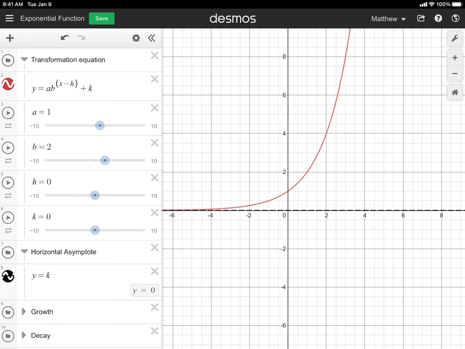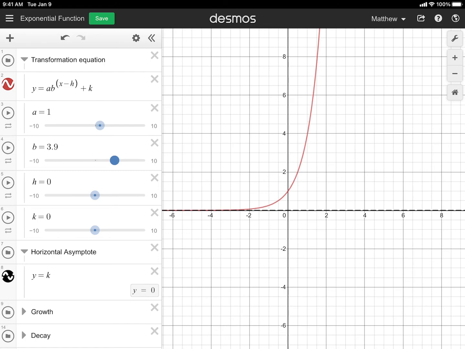So here we have our parent function. We know we have our horizontal asymptote at y equals 0. In this case, k is 0. Now watch what happens when I change the base. b is base, that's the easiest way to think about it. So my base in this case is 2, and this is my parent function. So watch what happens when I change b and make it 3.